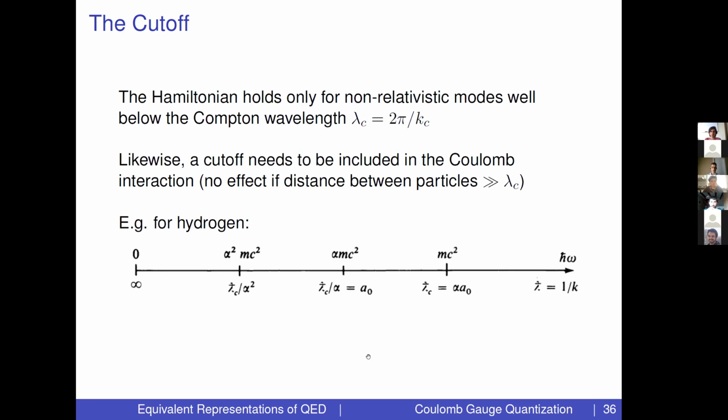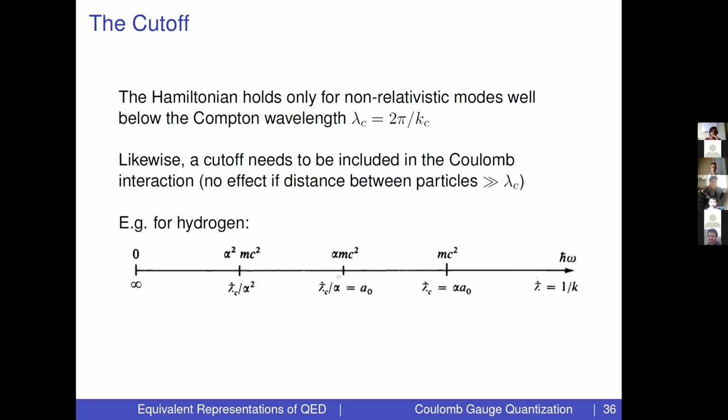Now, if we include a cutoff in the field, and we realize that the vector potential in the Coulomb gauge comes from the longitudinal component of the electric field, we will also need to include a cutoff in the Coulomb interaction. Now, this cutoff is essentially not needed if in our system of particles the distance between those particles is much larger than the Compton wavelength. This is, for instance, given if we're considering hydrogen, where the mean distance between the particles is of the order of the Bohr radius. So for a hydrogen atom, we are well left of the Compton wavelength, and we can effectively neglect the cutoff in the Coulomb interaction.